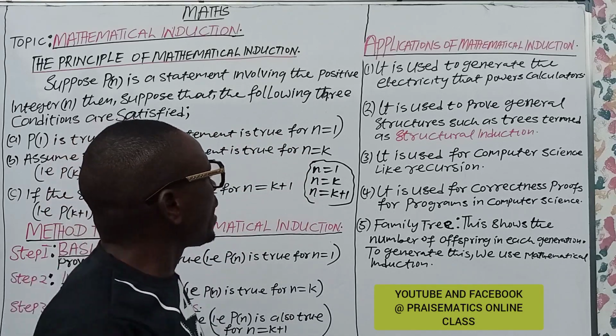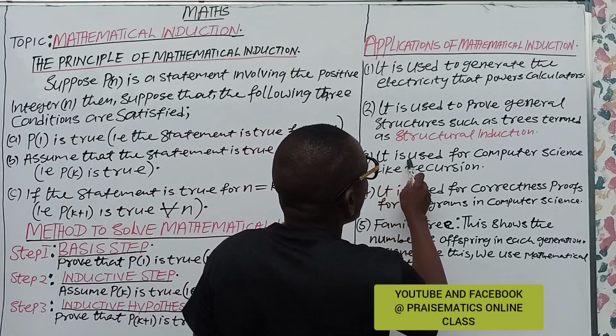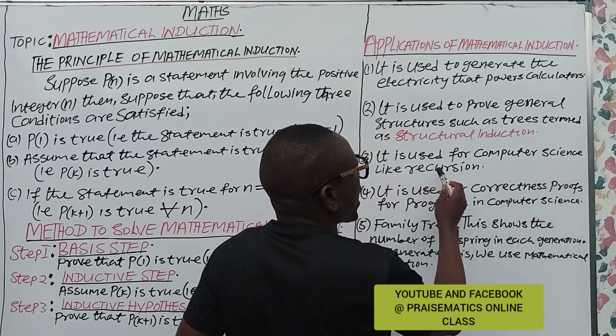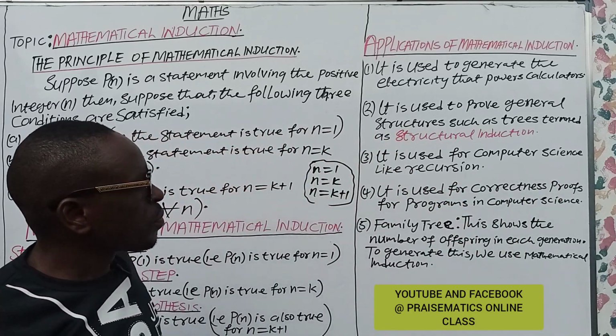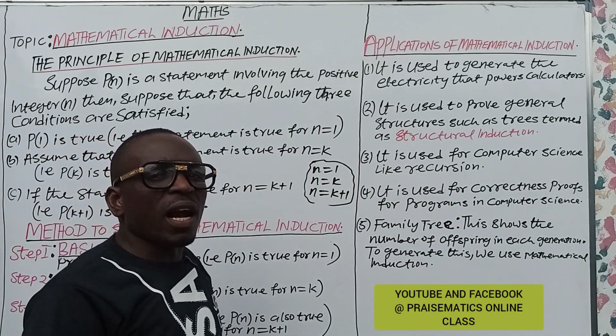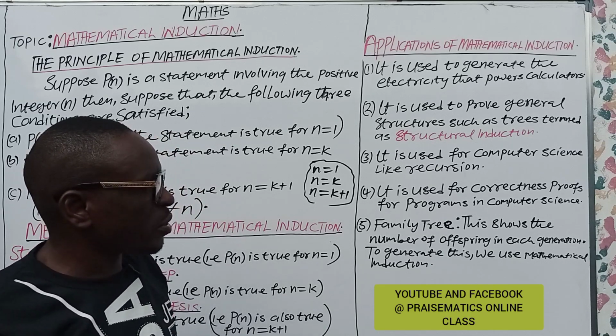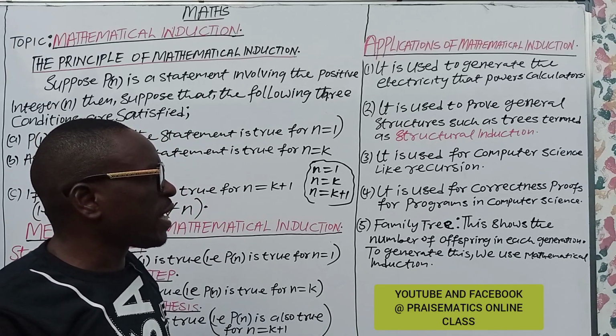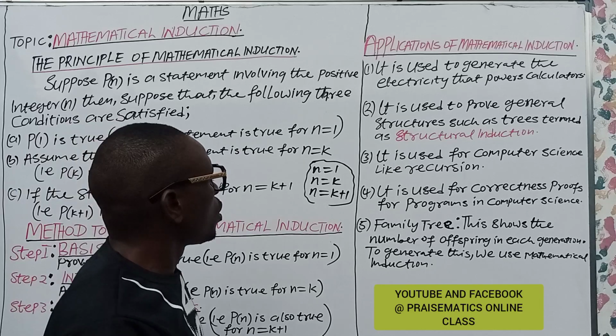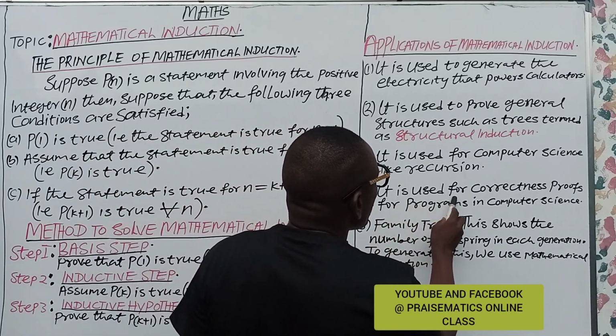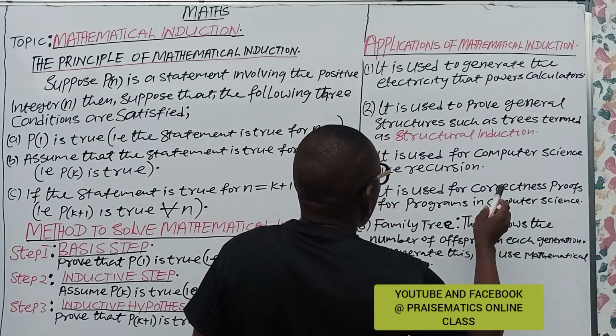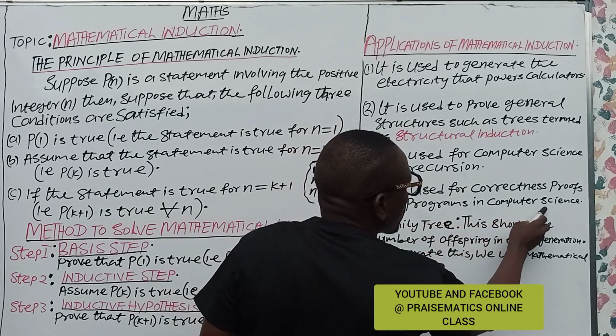Okay. Three, it is used in computer science, like recursion. That is where we apply mathematical induction. We use it in what? Computer science, something like what? Recursion. Four, it is used for correctness proof for programs in computer science.